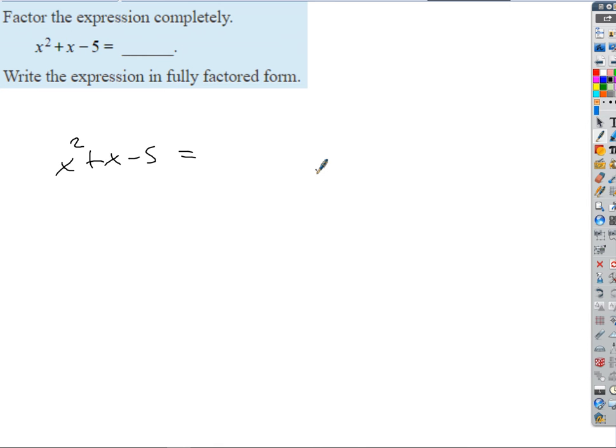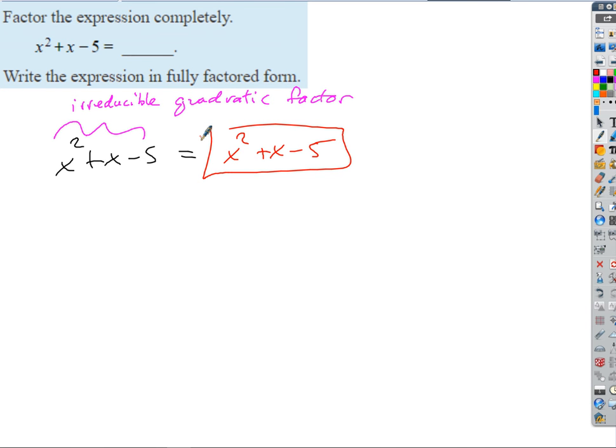This is what we call an irreducible quadratic. We can't factor that. We can't factor it conveniently, we can't factor it and get back integer numbers, magic numbers, in our factors. So the answer is what we started with, x squared plus x minus 5. That's what we'd enter in Moodle. That's factored form.